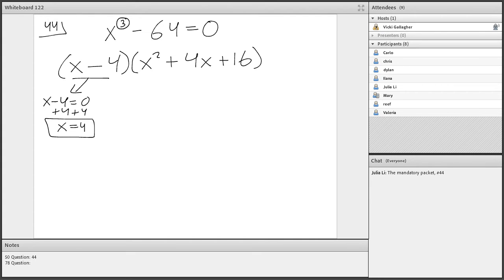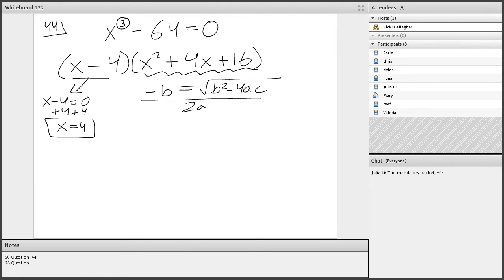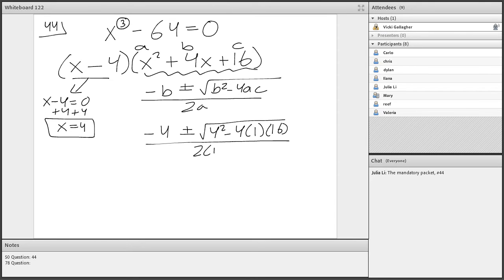Now unfortunately on these cube problems, the second parentheses can never be factored, and so you have to do the quadratic formula for that one. We will expect you to have the quadratic formula memorized, right? So it's negative b plus or minus the square root of b squared minus 4ac, and then it's all being divided by 2a. And then the a would be 1, and the b would be 4, and the c would be 16. So that is negative 4 plus or minus the square root of 4 squared minus 4 times 1 times 16 all over 2 times a.